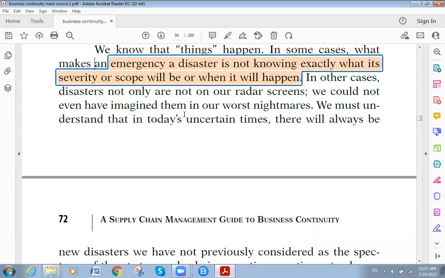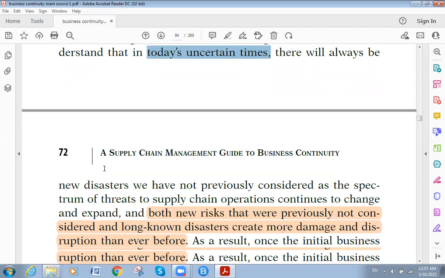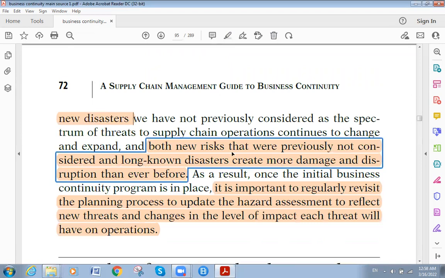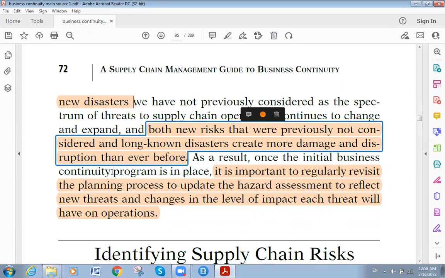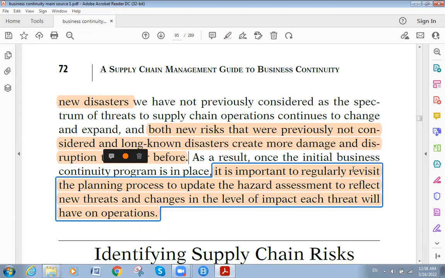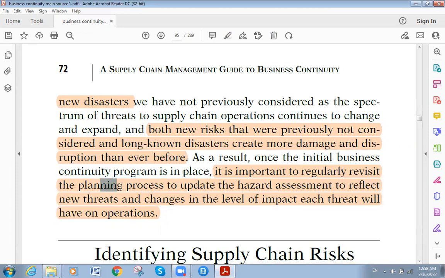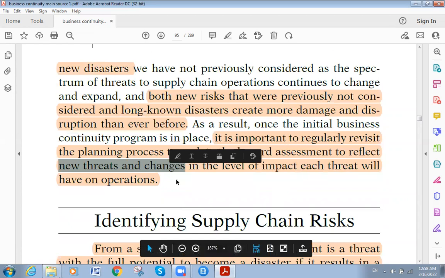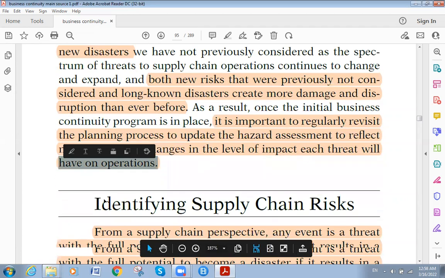So we must understand that in today's uncertain times, there will always be new disasters. Every day we are expecting tsunamis and this and that. New risks that were previously not considered, as well as long-known disasters, create more damage and disruption than ever before. It's important to regularly revisit the planning process to update the hazard assessment to reflect new threats and changes in the level of impact each threat will have on operations.